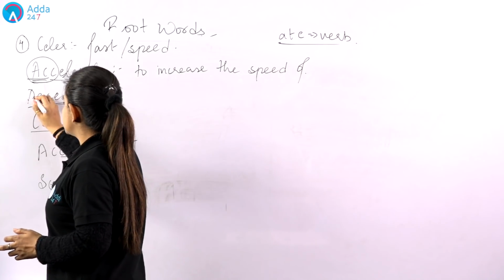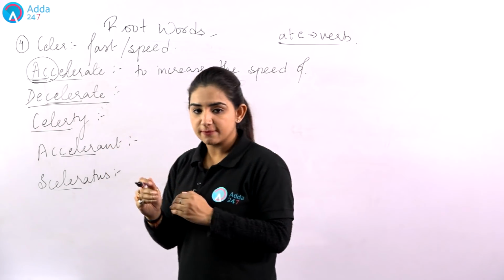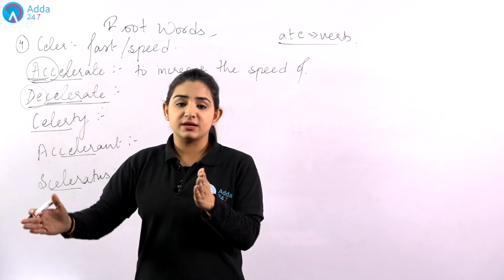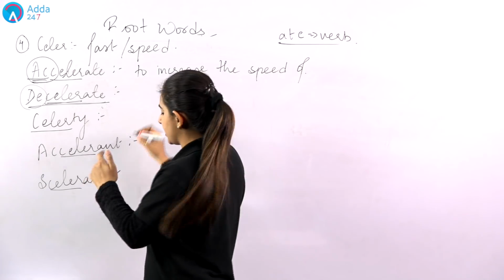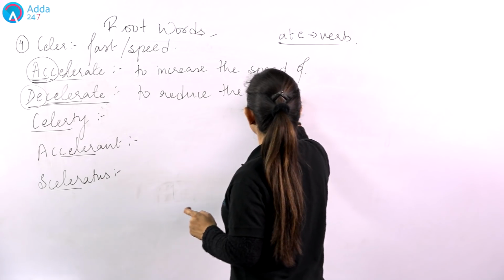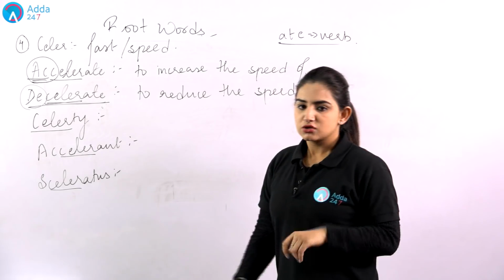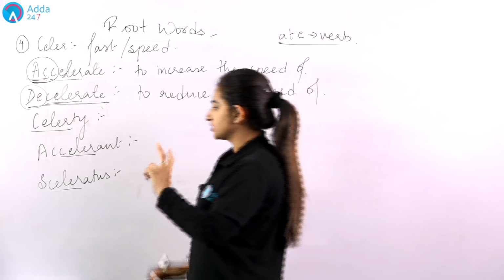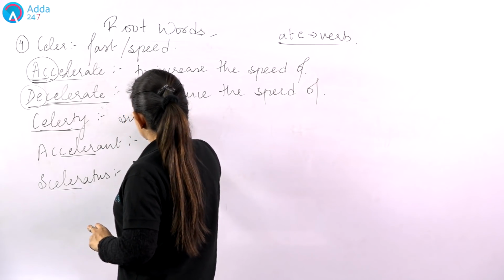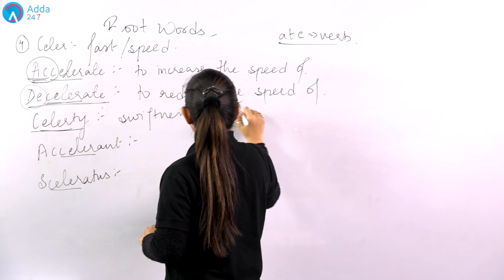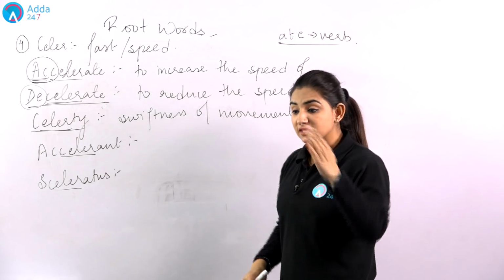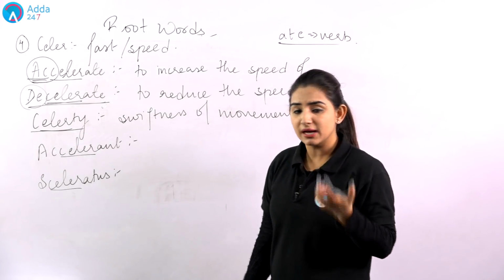Decelerate. When I say celerate, this means increasing. When I say decelerate, what does it do? D means getting separated, D means away. So decelerate means to reduce the speed of something. So accelerate and decelerate are opposites to each other, antonyms to each other. Next is celerity. Celerity means swiftness of movement. You must have seen people moving really quick, you must have seen athletes moving really quick. That is what we mean by celerity.